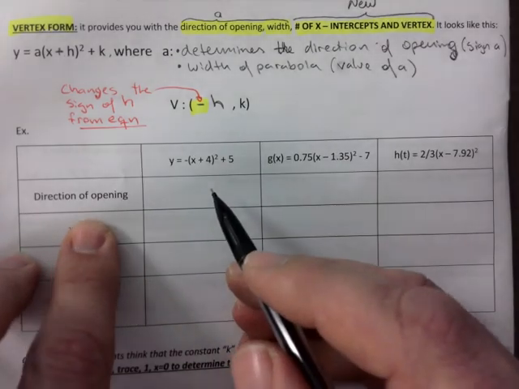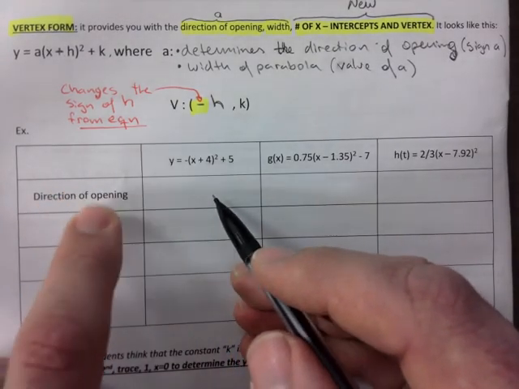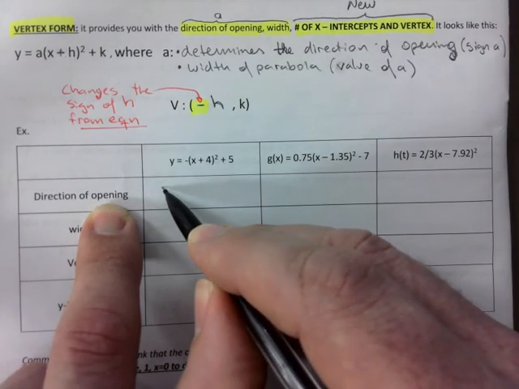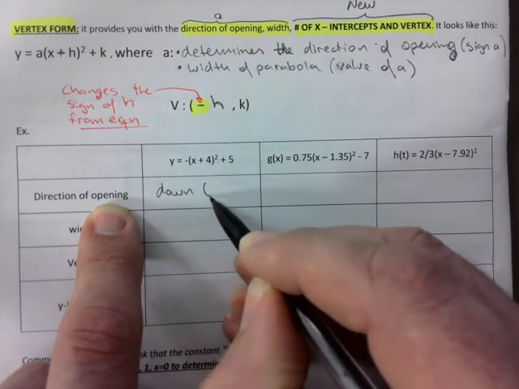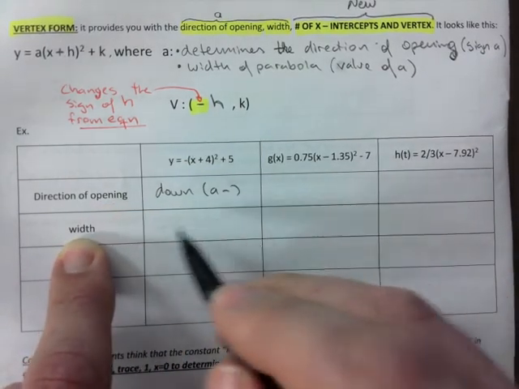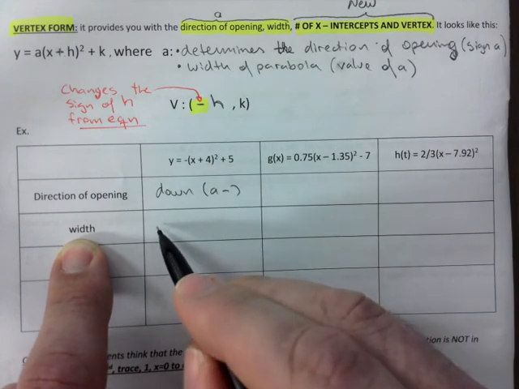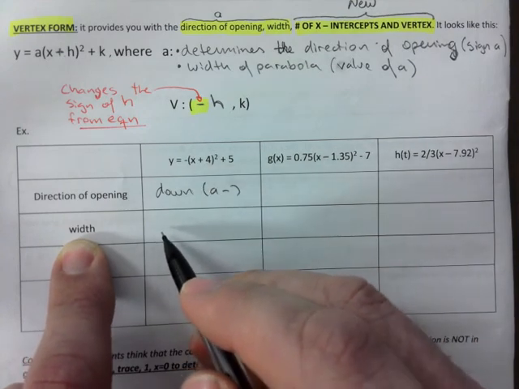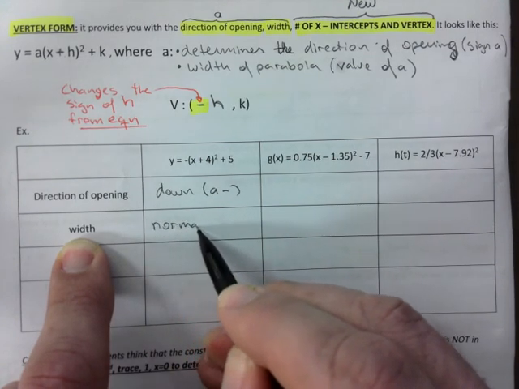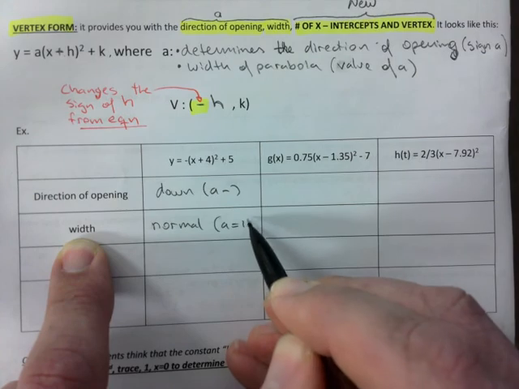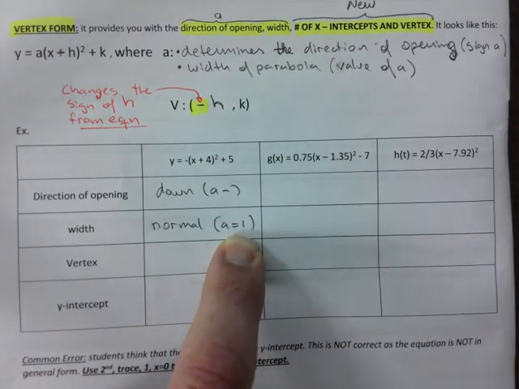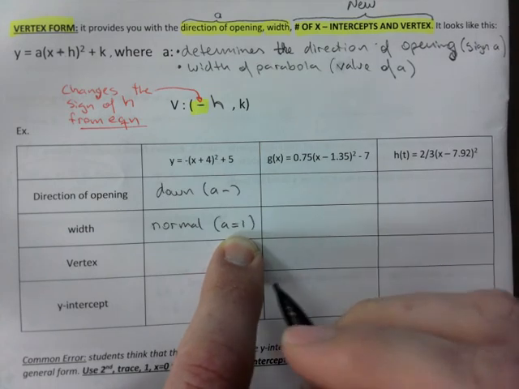So here we go. If we look at this, you should know that the direction of the opening is down. And why is that? a is negative. And then what's the width? You remember this stuff? It's been such a while. a is equal to 1, so this is normal. Why? Because a is equal to 1. If you just look at that value there, it is exactly 1. Don't look at the sign, just at the value.